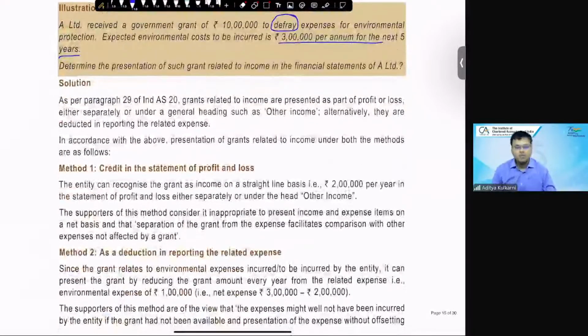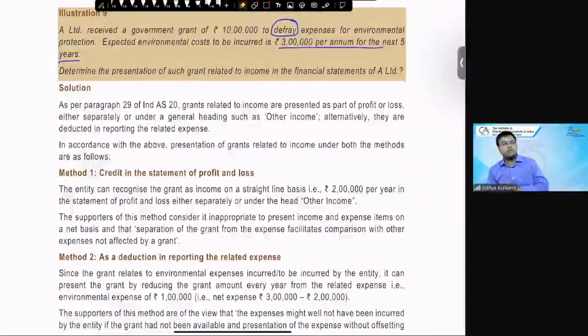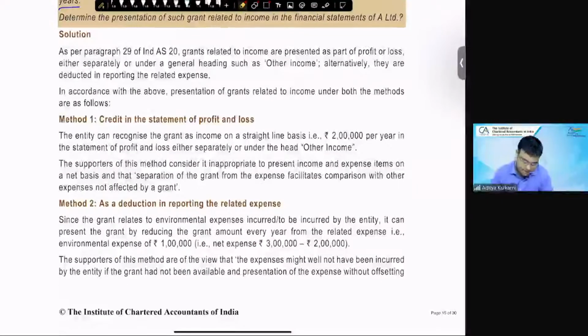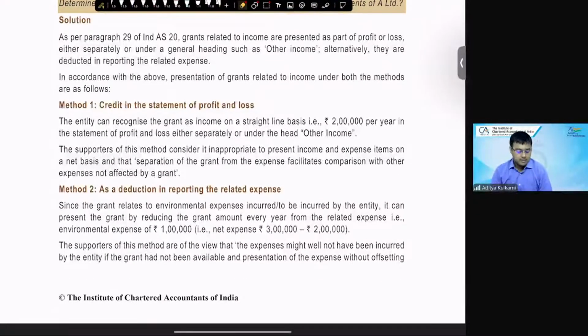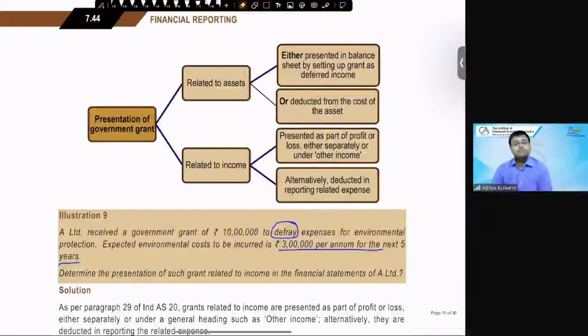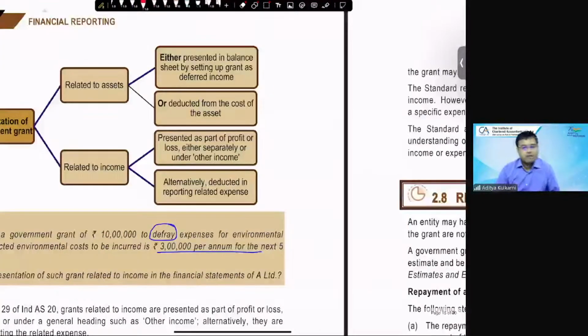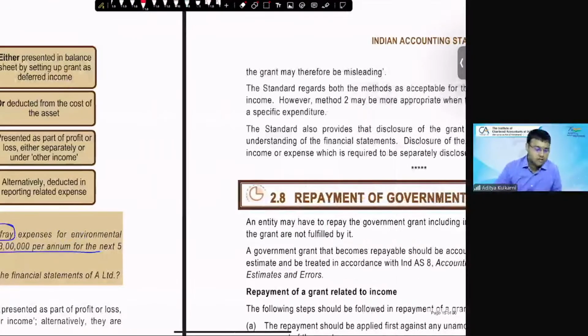Or the second one is to show it as a deduction from expense. So expense is 3, income is 2. Each year I will show 1 lakh as the expense. Are we okay with this? Yes? Yes, sir. Okay. Repayment of government grants, we have seen the question.